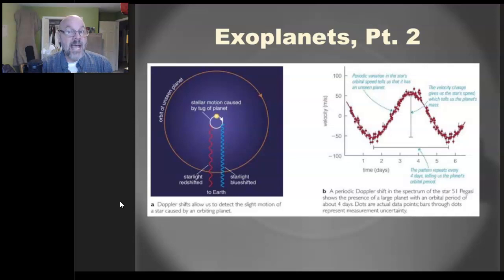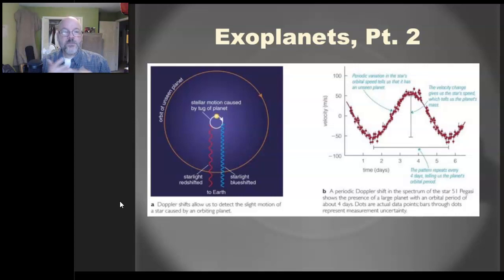So the light from that star gets Doppler shifted up in frequency, Doppler shifted down in frequency, shifting up, shifting down. With light, that shifting frequency, sometimes we talk about in terms of color. When the frequency shifts up, we call that a blue shift, because blue has a higher frequency. If it shifts down when it's moving away from us, that's called a red shift, because that's a lower frequency.